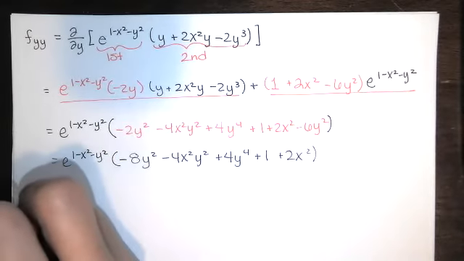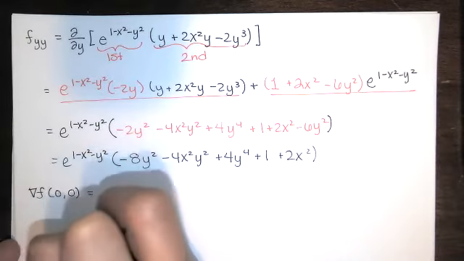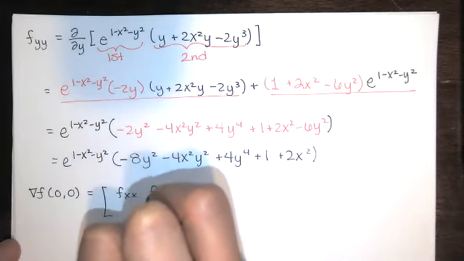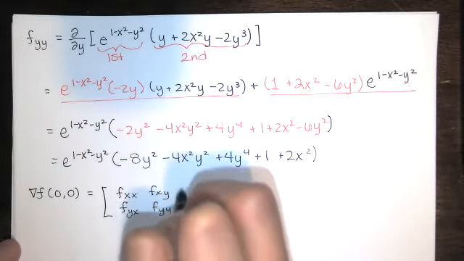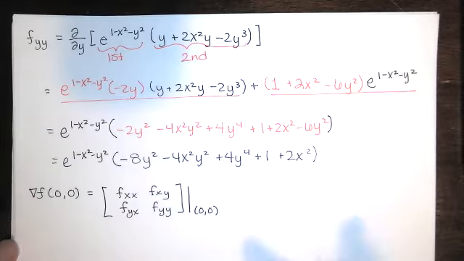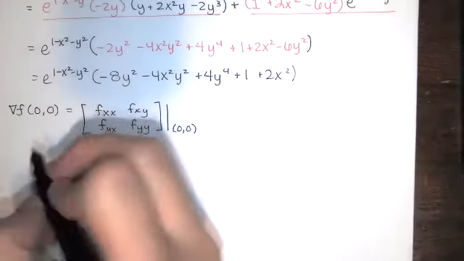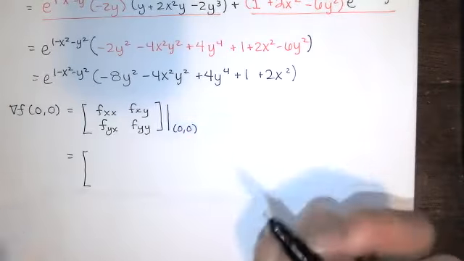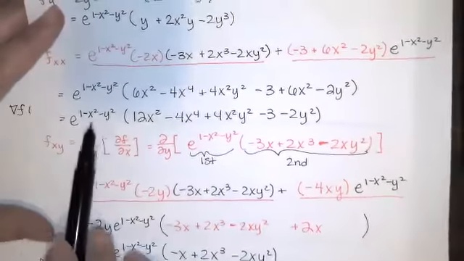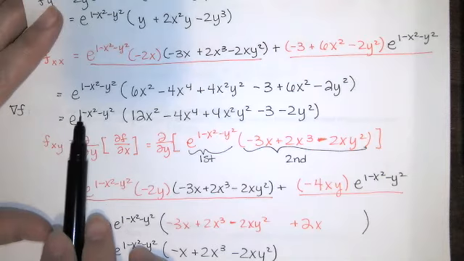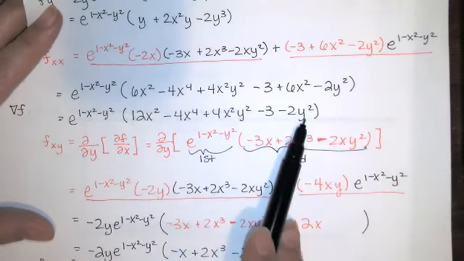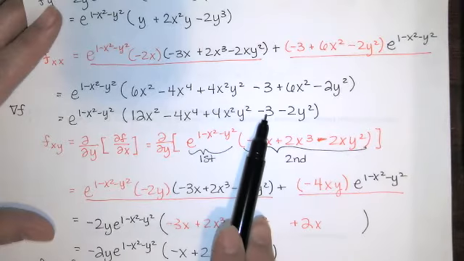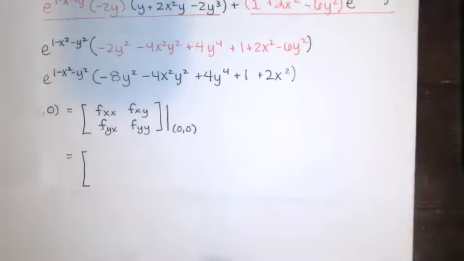So let's do this. I want the Hessian at 0, 0. That means I want these four second partial derivatives evaluated at the point 0, 0. And 0 is really easy to plug in, so I'm just going to look at the function and talk through it with you. If x and y are both 0, I get e to the first. And then this is 0, that's 0, that's 0, and that's 0. And I'm multiplying by negative 3. So I just have a negative 3 times e.